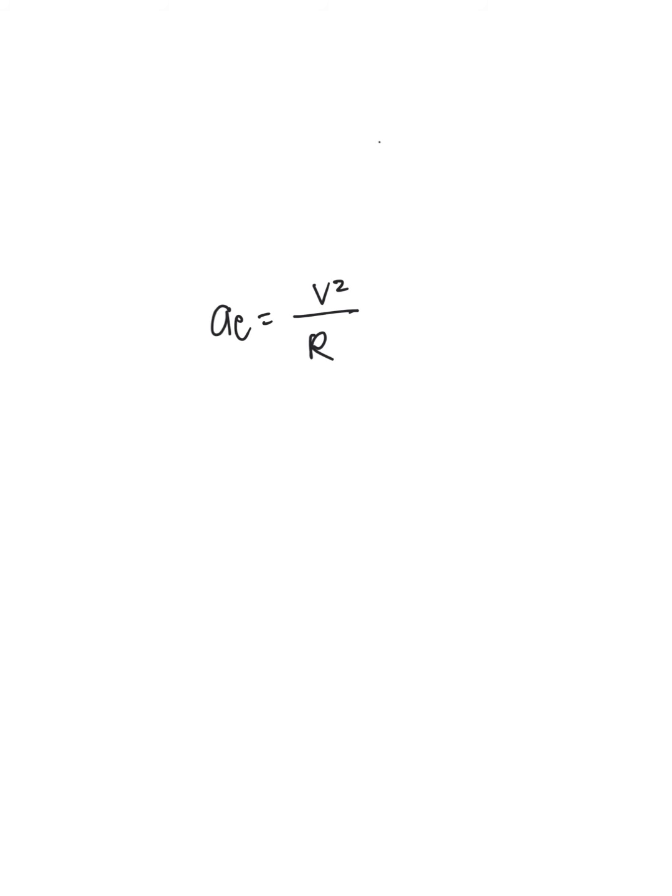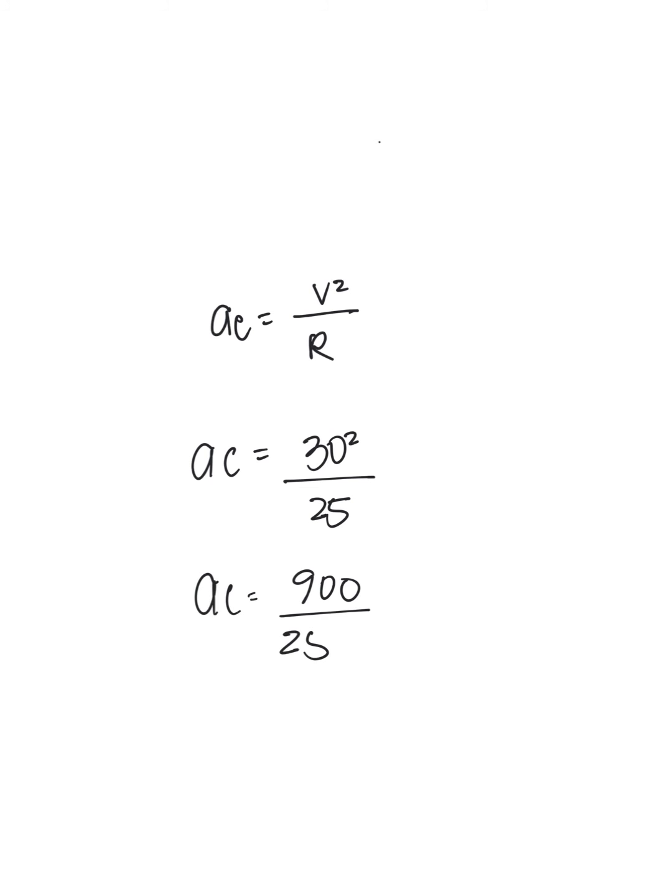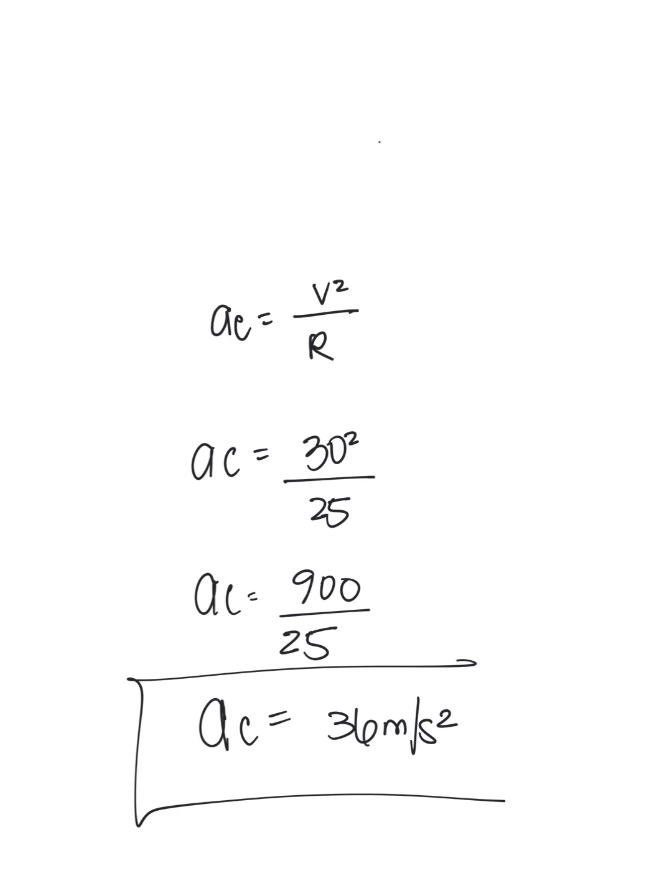And then you would plug in the answers. So a_c equals v squared, our velocity being 30, and our radius being 25. So we get 900 divided by 25. And if we put that in our calculator, that means our acceleration is 36 meters per second squared. And that is our answer.